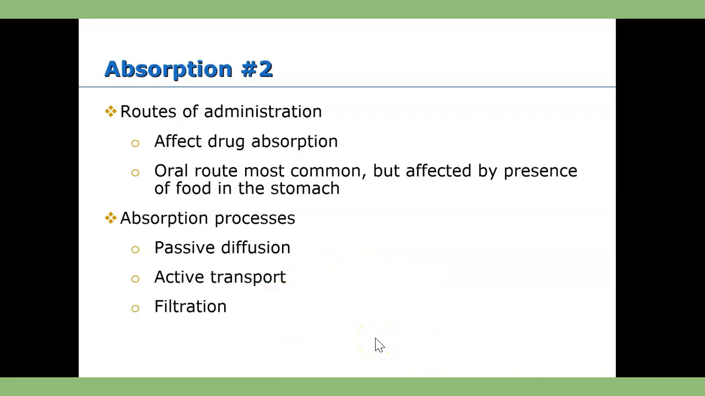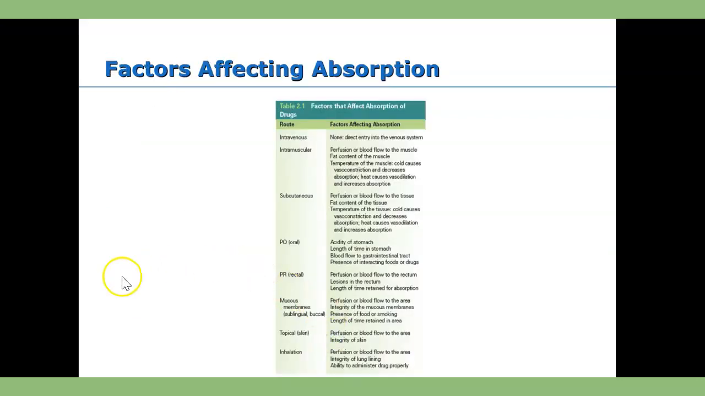So the absorption process, as I know you're learning in patho too, is passive diffusion, active transport, and filtration. Remember, passive diffusion is from an area of high concentration to low. It's easy to pass through. Active transport needs a carrier. So whether it's a protein carrier to get it through the cell, then it needs that. All right, so these are all the ways that you can take drugs.